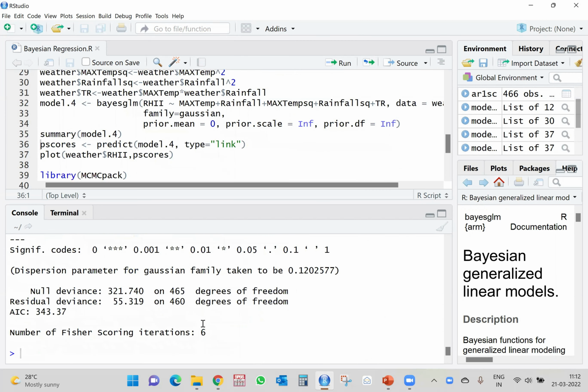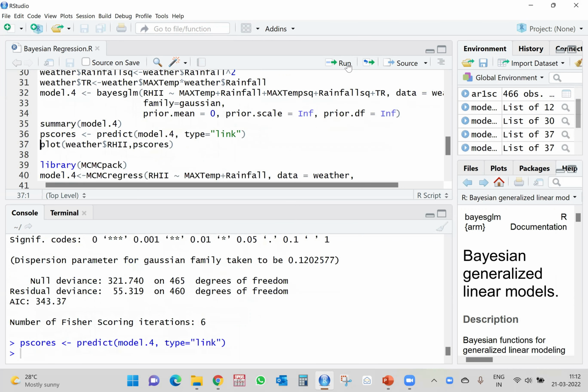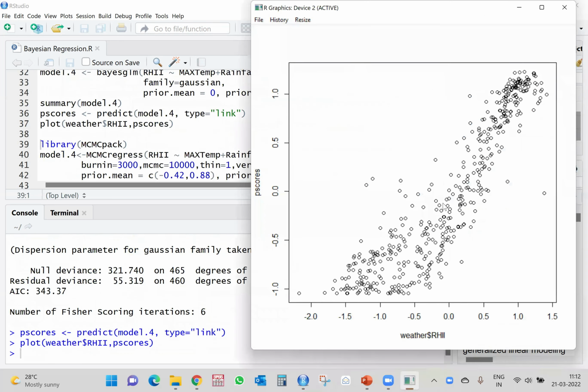Also, we have similar values for null deviance, but residual deviance has come down to 55 instead of around 70 earlier. So the model has a better explaining power. Now let us retry the predicted values plot. Here that curvature is almost gone. So now it's more or less satisfactory. So a quadratic model is fitting better than the linear model.